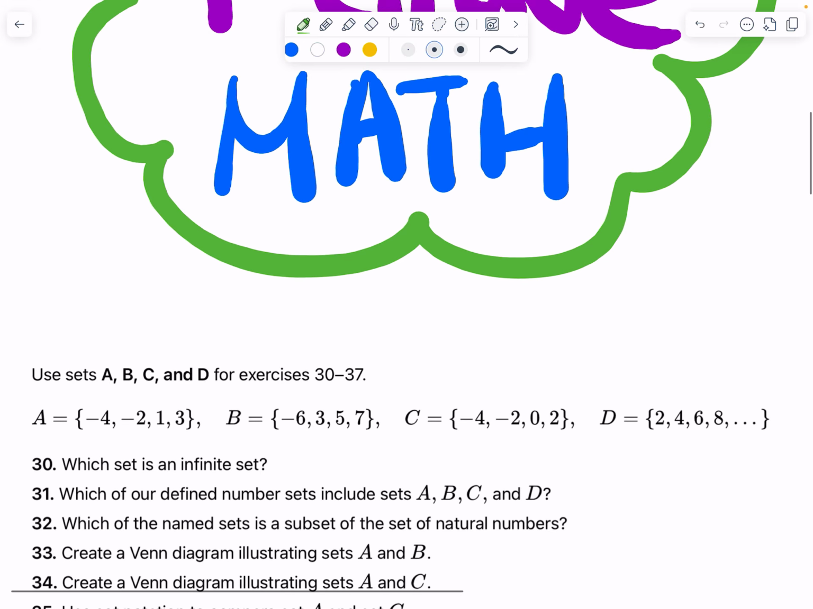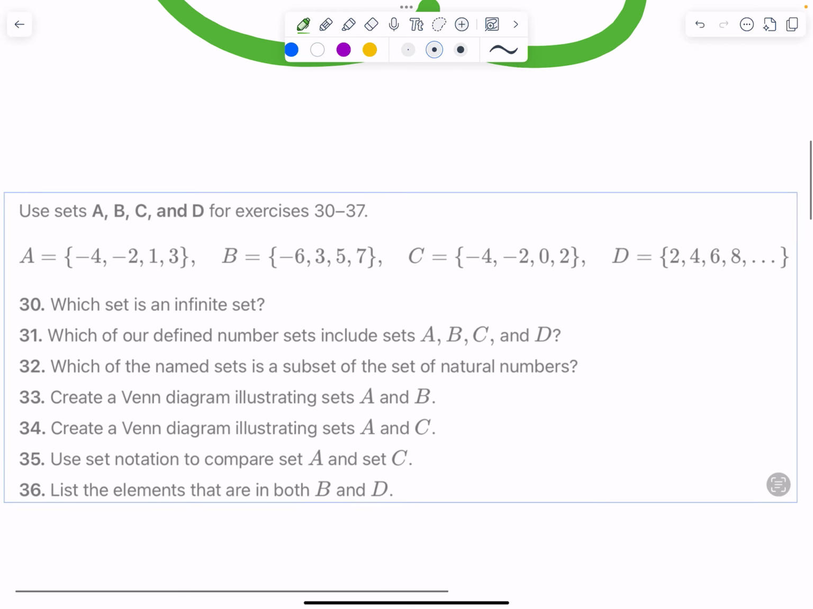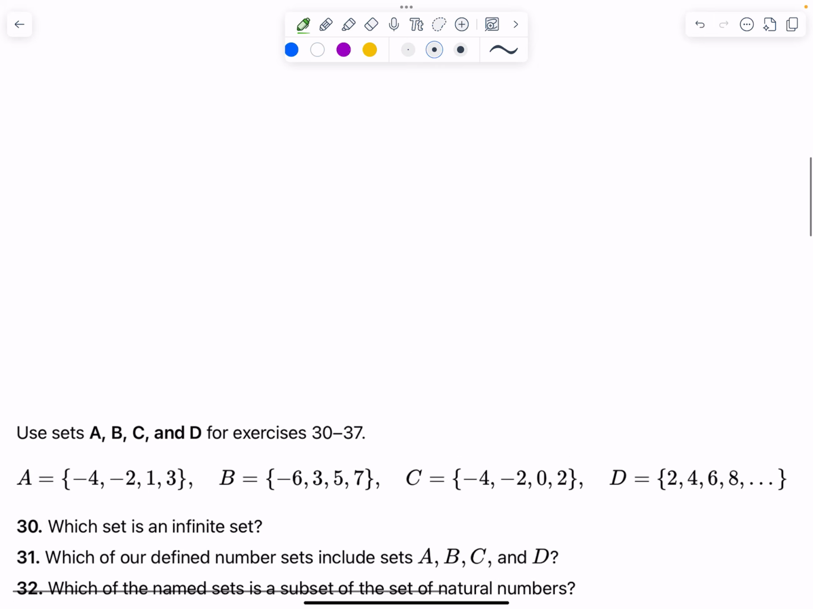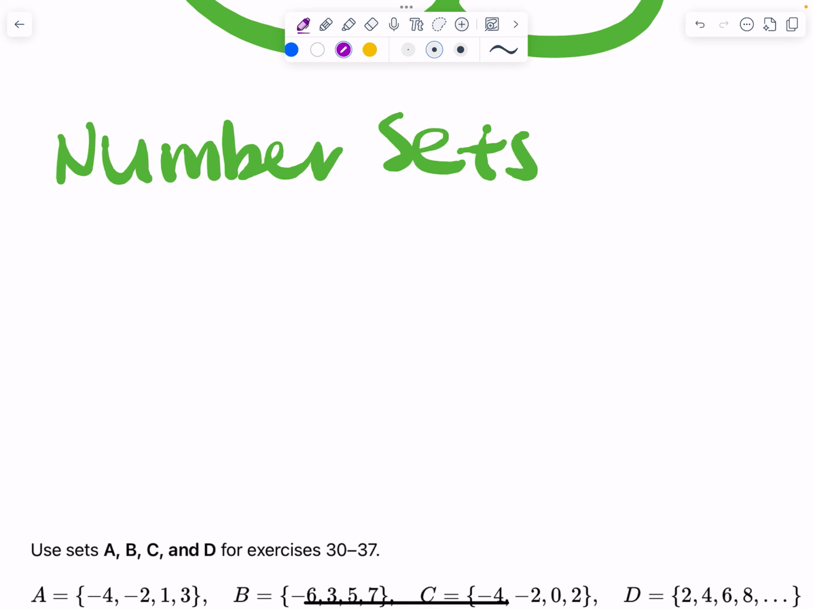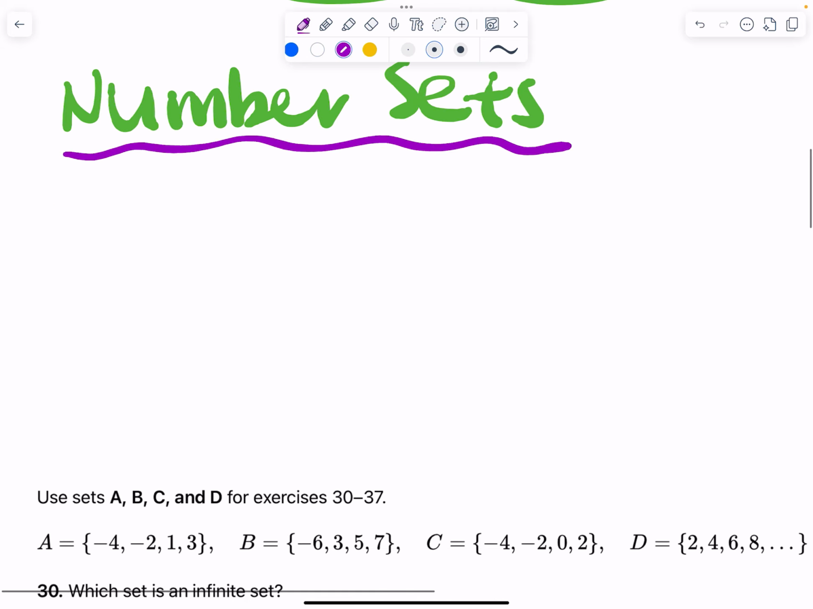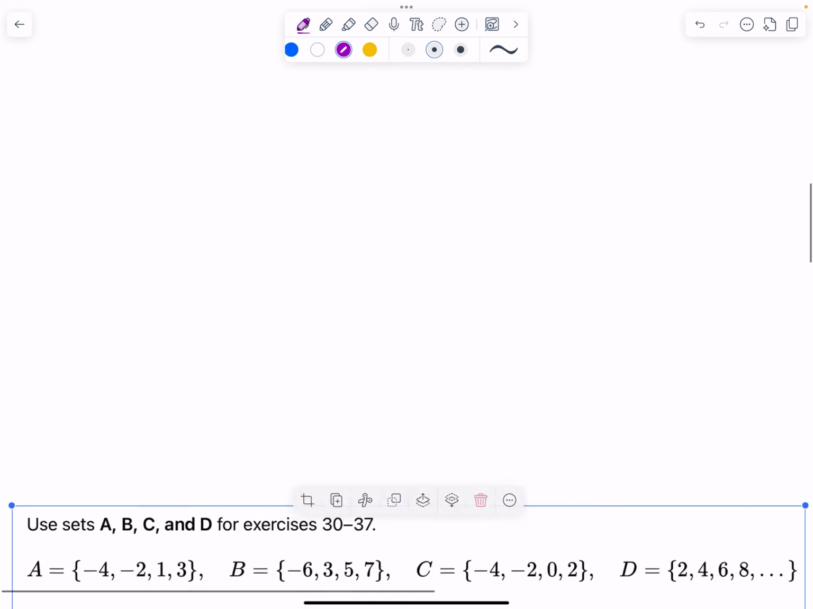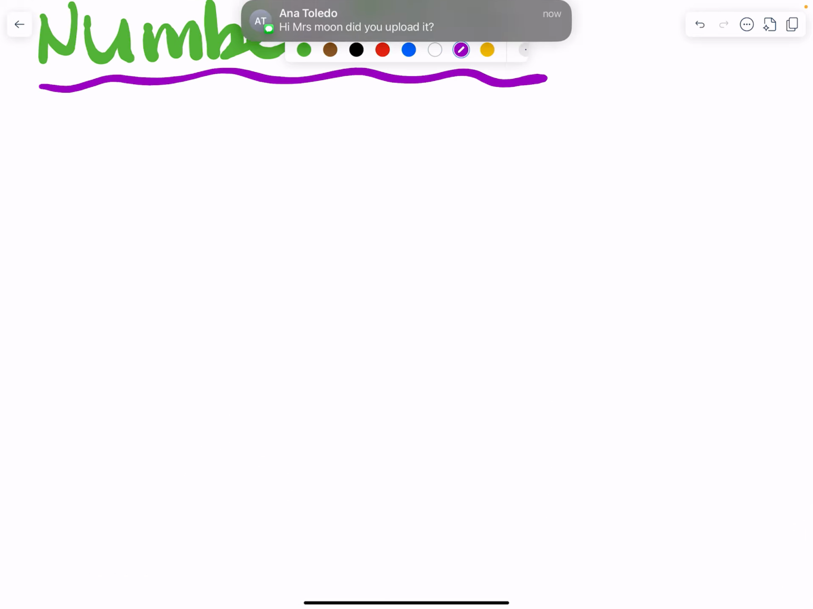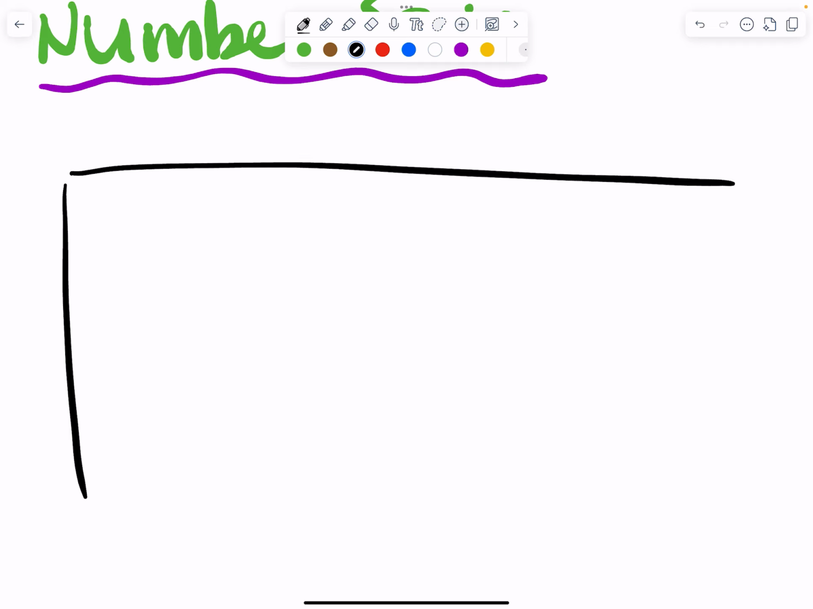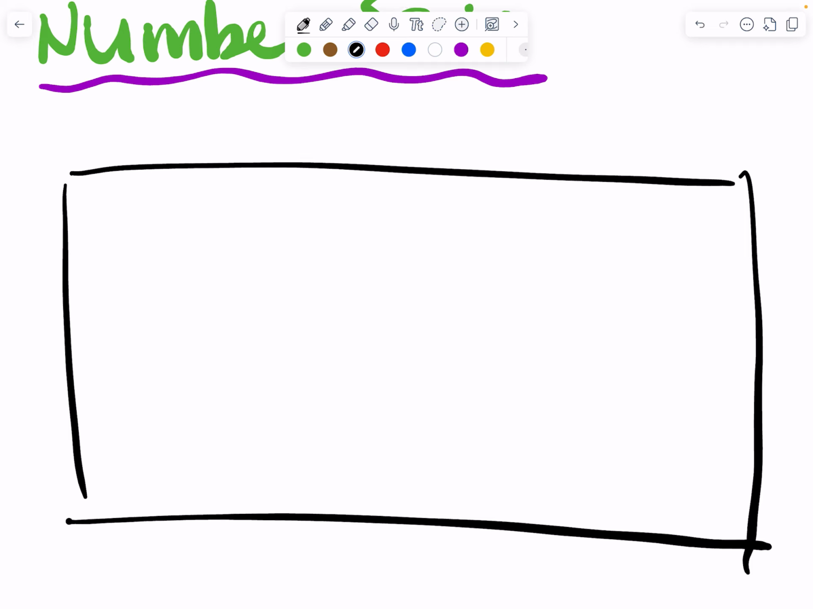The big topic was number sets. We learned that inside a real number set, let me draw a big box right here. This is the whole real number set.